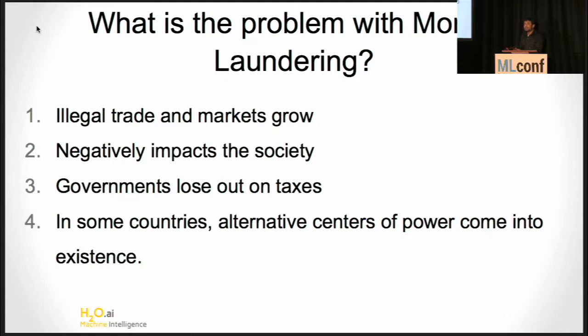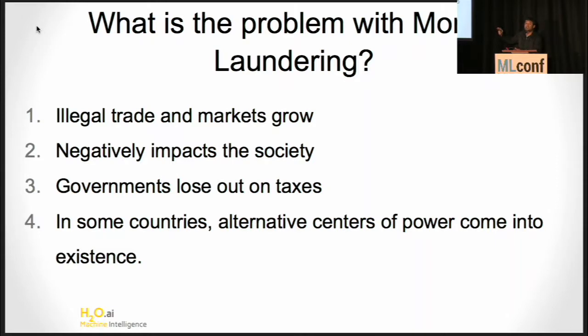So, quick question out here. How many of you think copying a CD is all right? Okay. That's the ideal answer, but I'm sure many of you would want to raise your hands. So, piracy is one of the big ways that contributes to money laundering, if you didn't know. And so what happens is parallel economies come up, and it impacts society.